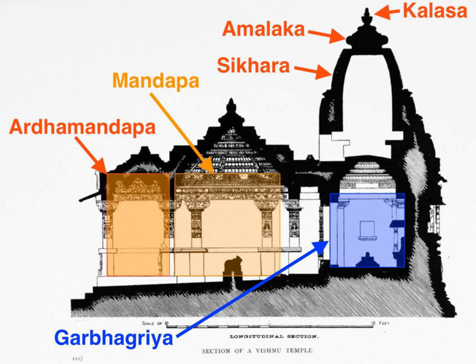Champa architecture. Between the 6th and the 16th century, the Kingdom of Champa flourished in present-day central and southern Vietnam.